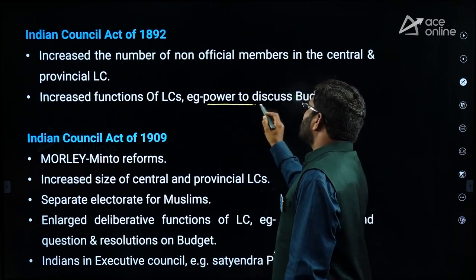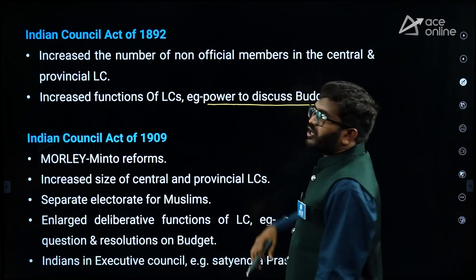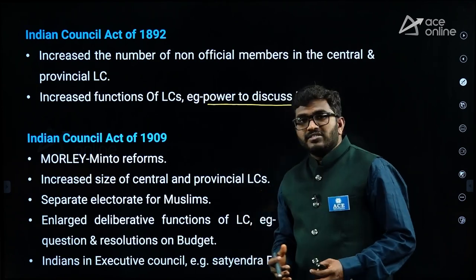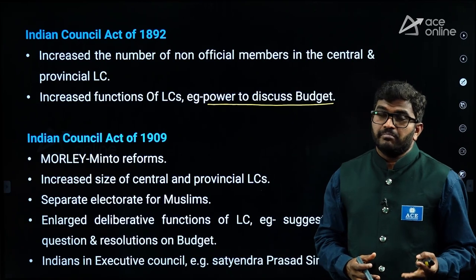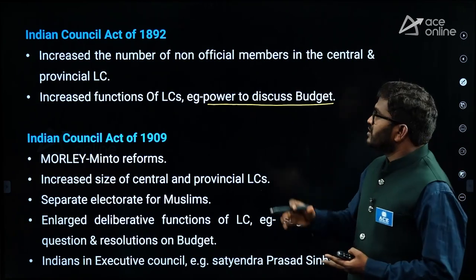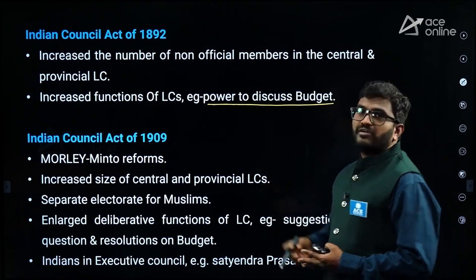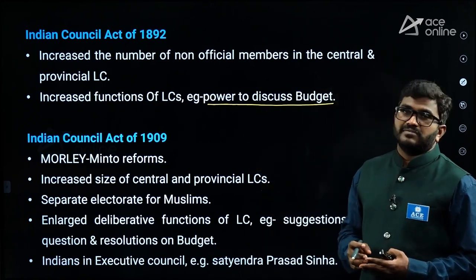Actually, this was there in the British Parliament. Before this act, the discussion of the budget was in the British Parliament, but now they gave powers to the legislative council to discuss the budget. So, it's a very good thing for the government.